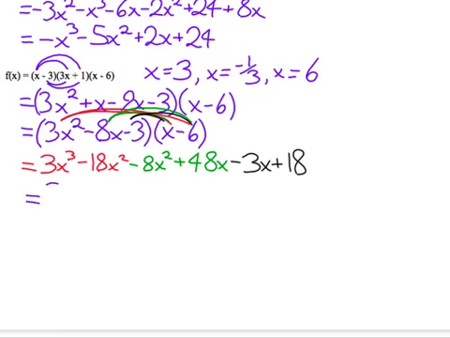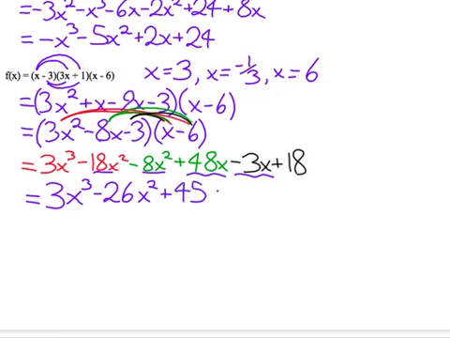We only have one x cubed term, so that's 3x cubed. We have two x squared terms, so negative 18x squared minus 8x squared is negative 26x squared. And we have two x terms, 48x minus 3x. So that gives us plus 45x. And finally, our constant term plus 18.